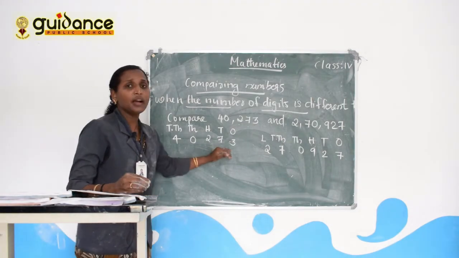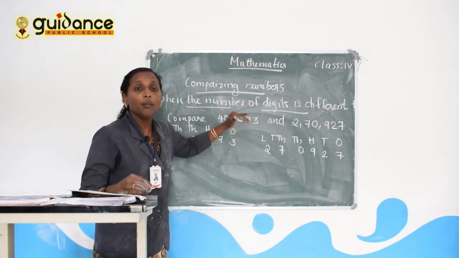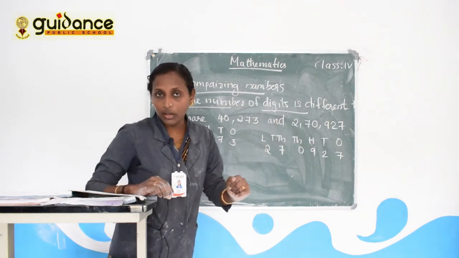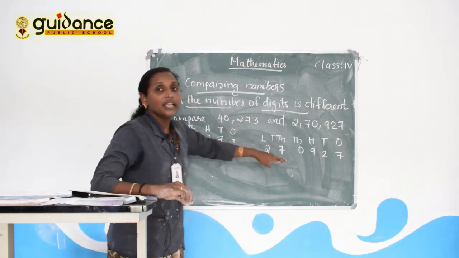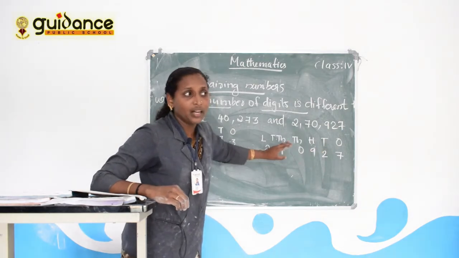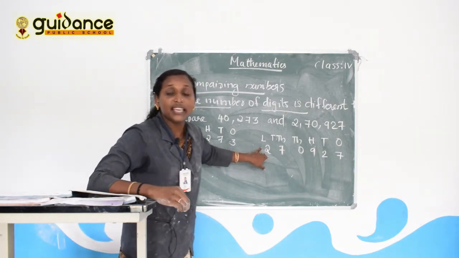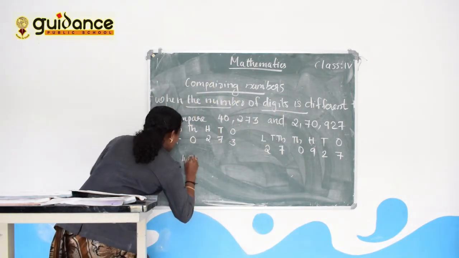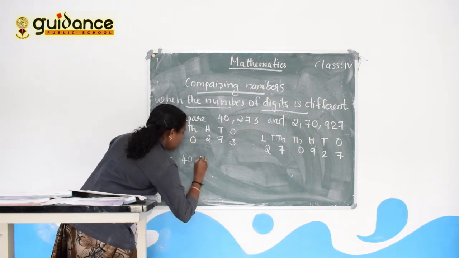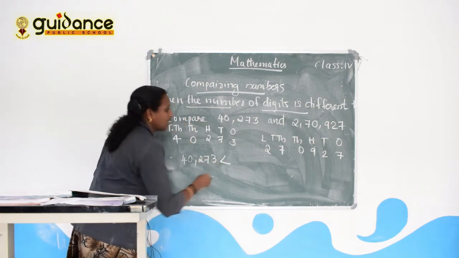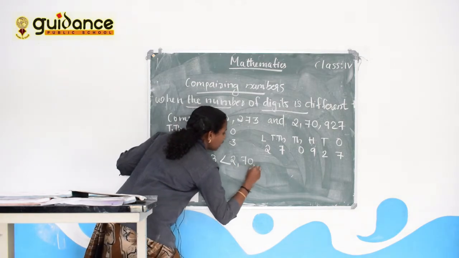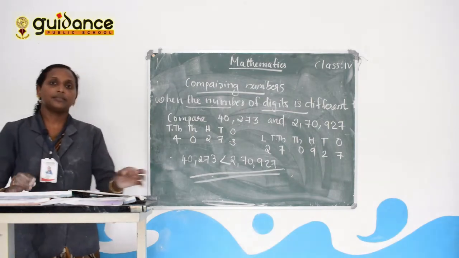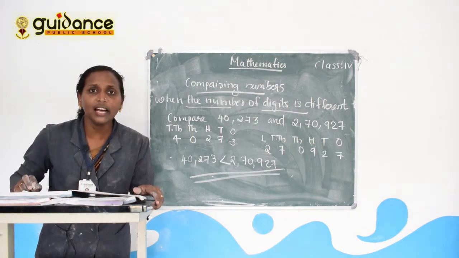Look at the numbers. The number with more digits is the greater number. The first is a 5-digit number, and the second is a 6-digit number. That means the 6-digit number is greater. So we write 40,273 is less than 2,70,927. That is the answer. Are all of you clear?